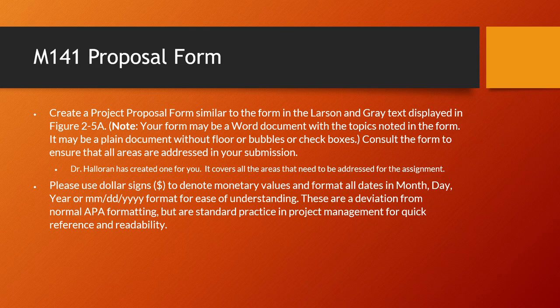Okay, so next, here is the information about the proposal, where I said it referred to figure 2.5, okay, and I've already provided this for you. And then please make sure you use dollar signs to talk about your monetary values in your budget area, and then use this format, the month, date, and year format for the ease of understanding. Okay, they are deviated from normal APA formatting, but in this class, we will have to deviate a little bit when it comes to some of these areas. Okay. All right, let's move ahead.